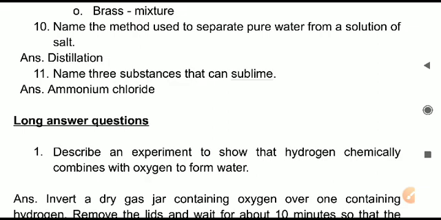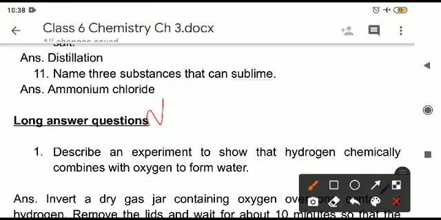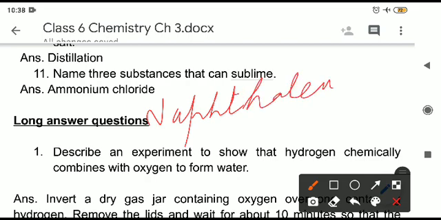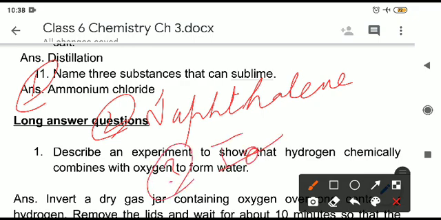They are called sublimating substances. So three substances we have to write. Here only one is written: ammonium chloride. Two more you can write. I will write here, you can note down: naphthalene and iodine. This is a typing mistake here. First is ammonium chloride. Second you will write naphthalene. And third you will write iodine.